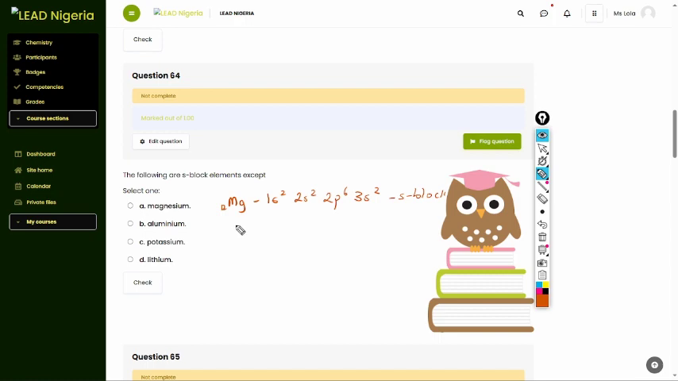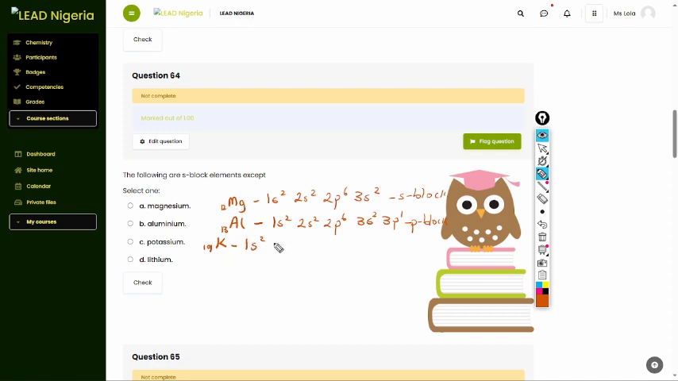element. How about aluminium? Aluminium is the 13th element. So 1s2, 2s2, 2p6, 3s2, 3p1. So this is 10, 11, 12, 13. So this is the P block element. Okay, so I feel like we found our answer already, but let's just write the rest of them.